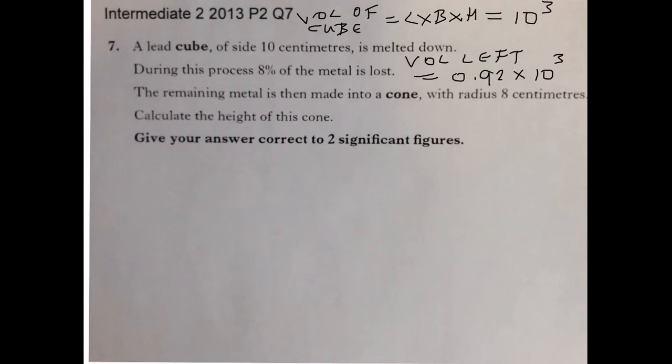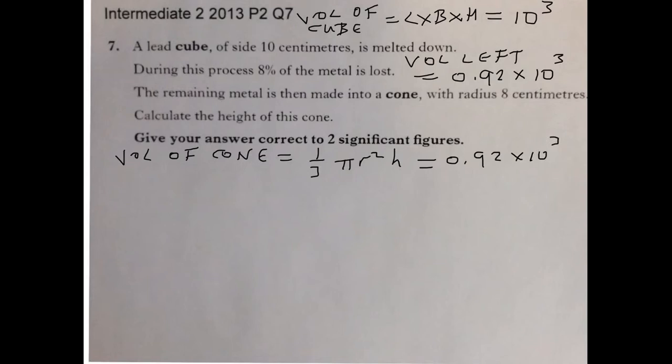So what's the formula for the volume of a cone? Well, the volume of a cone equals a third pi r squared times h. So in this case the volume of the metal used to make the cone is equal to 0.92 times 10 to the 3.